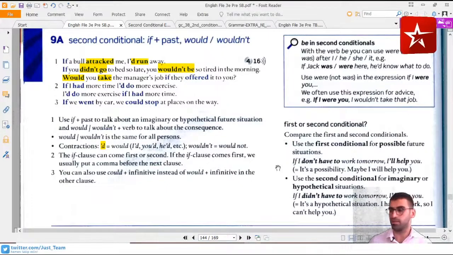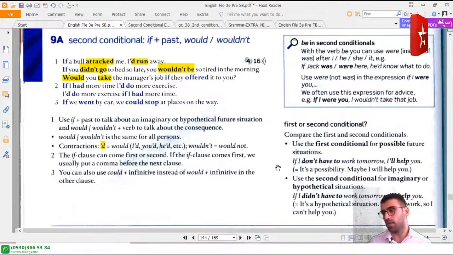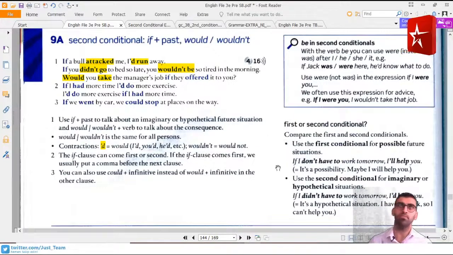Don't get confused to use the first or second or third. So second is unreal. You say it is impossible to do that. For example, if I had $1 billion, I would buy a Ferrari, I say. At the moment, I don't have $1 billion, okay? I don't have $1 billion, so it is impossible for me to do that. I imagine. For example, if I had time, I would travel around the world, we say.